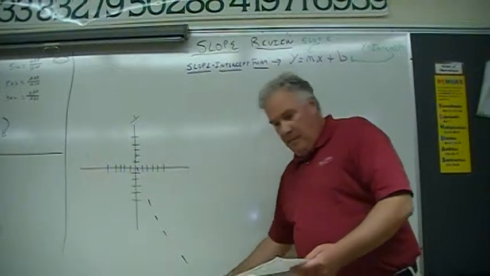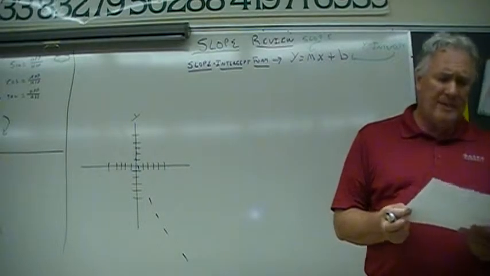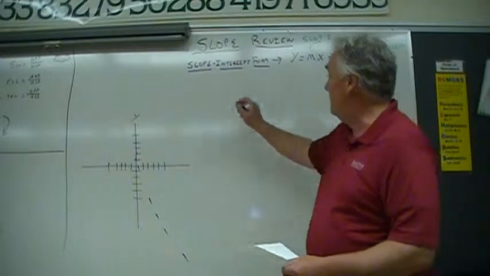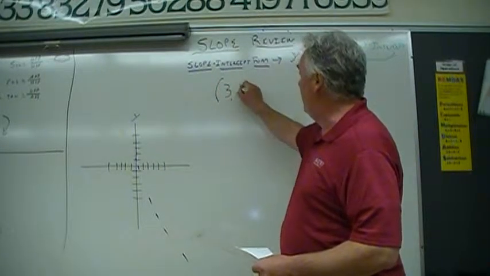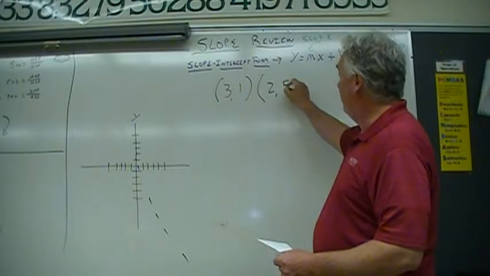Okay, so that's 25 and 26. Number 27 was to find the slope when given these 2 points. The 2 points are 3, 1, and 2, 5.